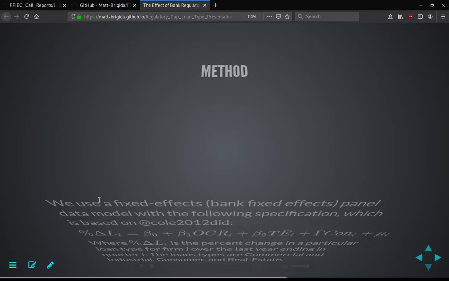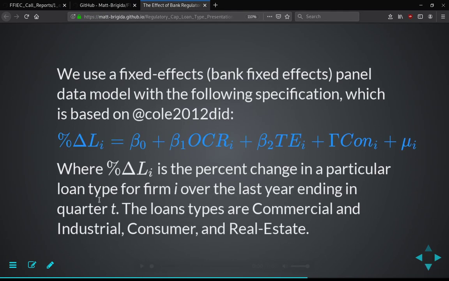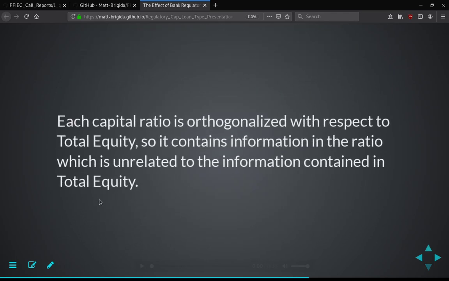So, method, I won't go into too much. This is my equation. I'm using fixed effects with time and bank fixed effects. I'm looking at the percent change in the particular loan type. That's my dependent variable, and my independent variables are some controls, total equity, and then a capital ratio, which is orthogonalized to total equity. If anyone's interested in that, you can ask, and I can tell you about that.